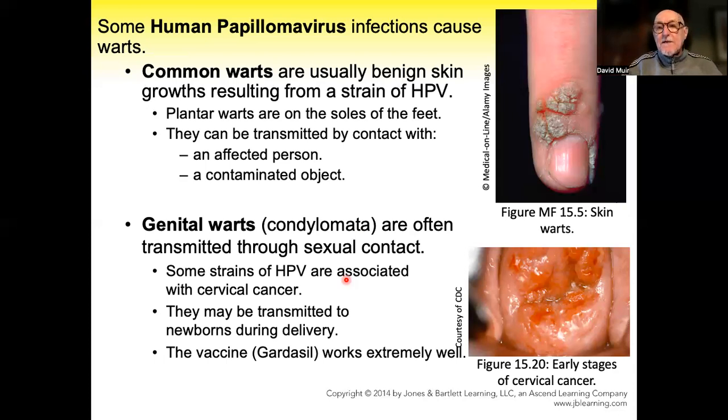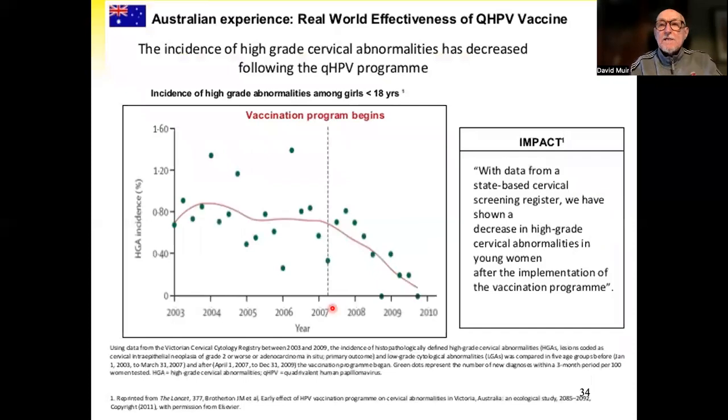So this is another disease for which there is now a very, very good vaccine, and this is called Gardasil. It works extremely well, and all the studies have shown that where Gardasil, or now there are others as well, vaccines against human papillomavirus are being used, the incidence of cervical cancers plummets.